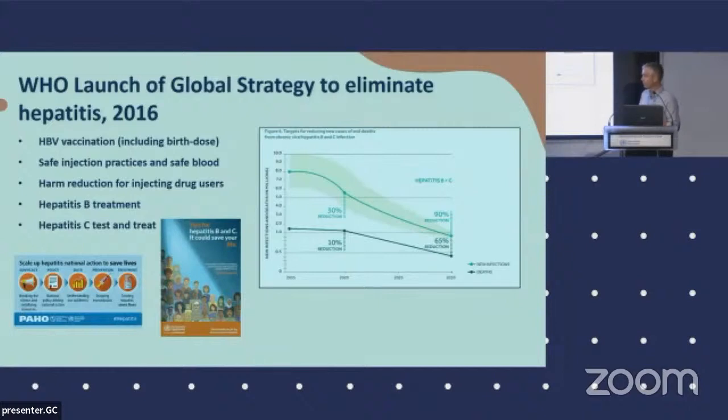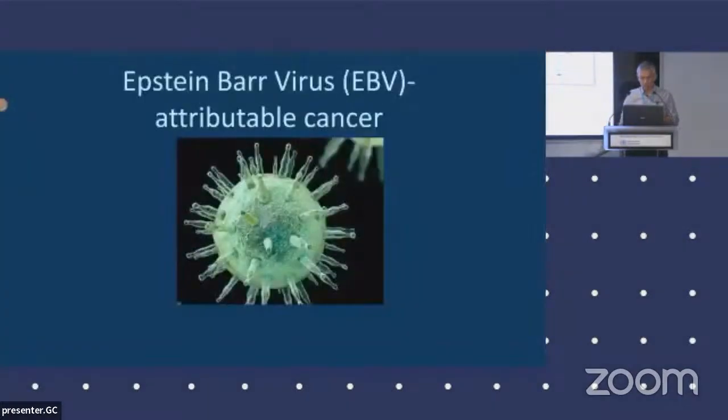So now we have the availability of oral drugs against hepatitis C, without side effects, that really cure the disease in a relatively short period of time, opening up very important options to test and treat for this virus. And we have very clear targets to reduce infection with these viruses by 90% by 2030 and a 65% reduction in deaths. But these are WHO targets.